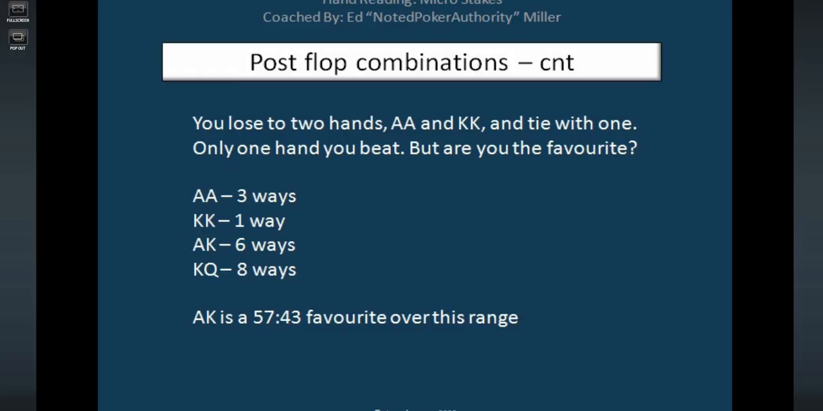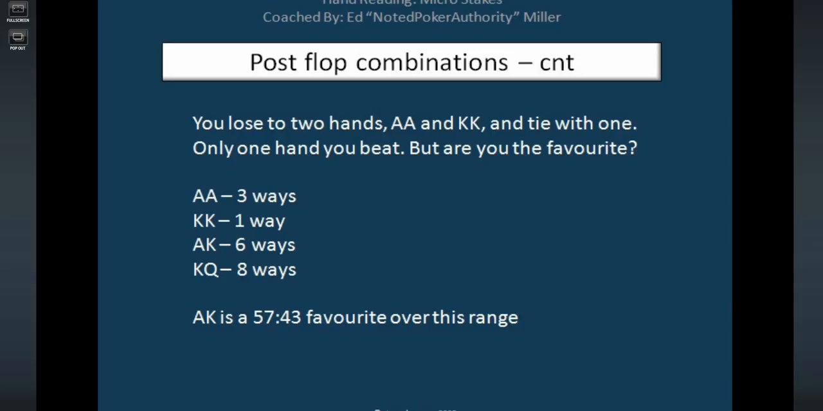And the reason your opponent can have aces only 3 ways is because you have one of the aces. And for your opponent to have king-queen, there are 8 ways, because 2 of the kings are left and all 4 queens. So your opponent can have aces 3 ways, kings 1 way, ace-king 6 ways, and king-queen 8 ways. So we said you were in real trouble against aces and kings, chopping against ace-king, and doing well against king-queen. Even though at first glance it looked like you might be in trouble, you're actually in a pretty good situation, because your opponent is twice as likely to have king-queen as he is to have either aces or kings. And that's the key point.